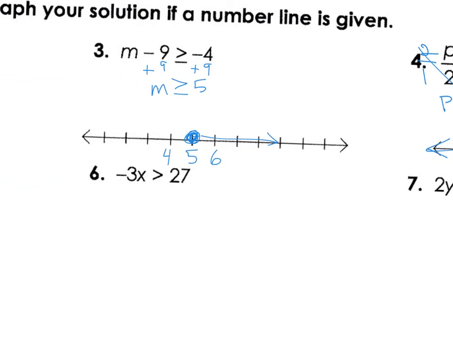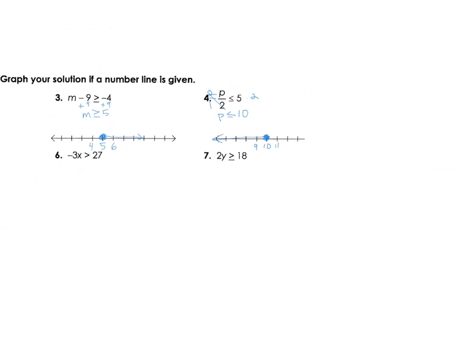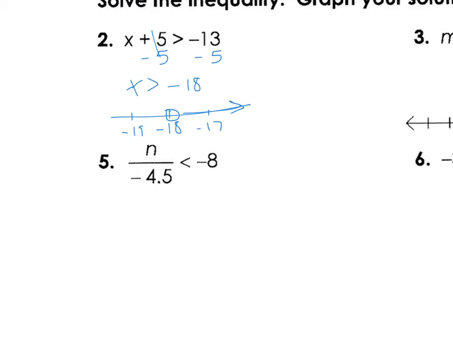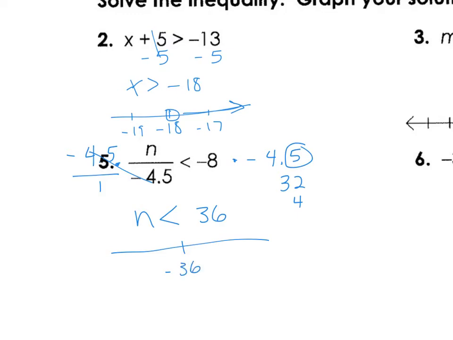Let's take a look at number 5. I don't know where it went to. There it is. So once again, instead of dividing by a negative 4.5, I'm going to multiply by a negative 4.5. So that all cancels on the left side. It would give me n is less than. Negative times a negative is a positive. Let's see, 4 times 8 is 32. And then we have half of 8, which is 4. I'm going to get 36. There's 36. And 35. And 37. Open circle, going to the left.